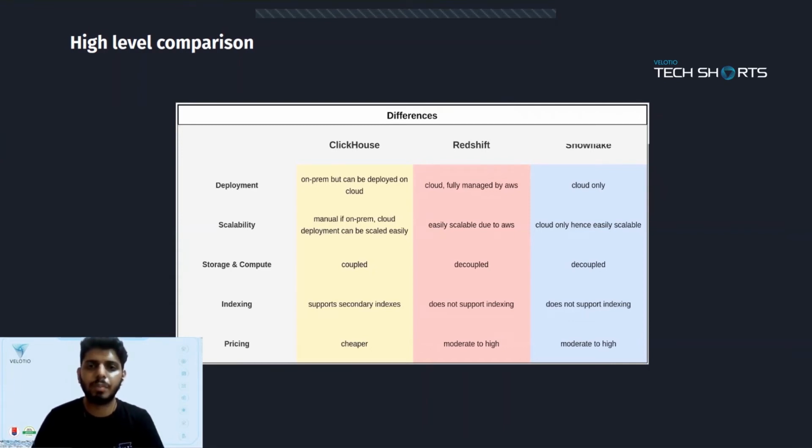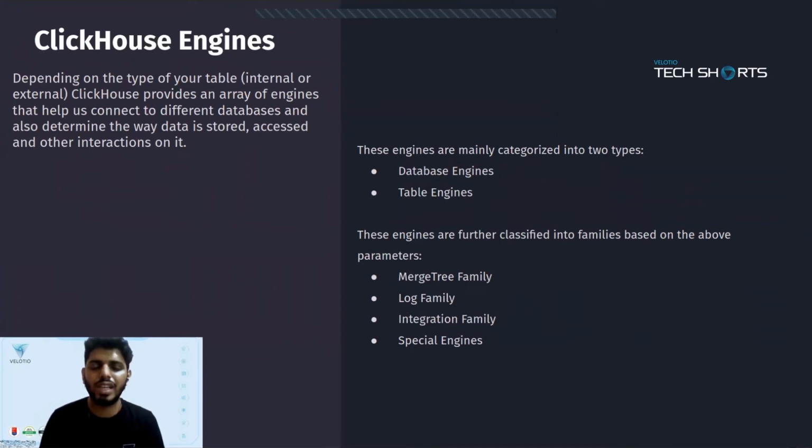Pricing. ClickHouse is cheaper compared to Redshift and Snowflake, which can be priced moderate to high based on your system. ClickHouse engines. So ClickHouse has engines to store data. Depending on the type of your table and data, ClickHouse provides an array of engines that help you to connect with different databases and also determine the way data is stored, accessed, and other interactions on it.